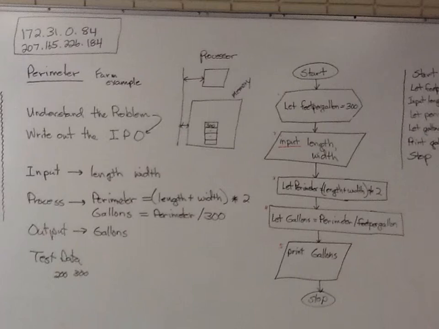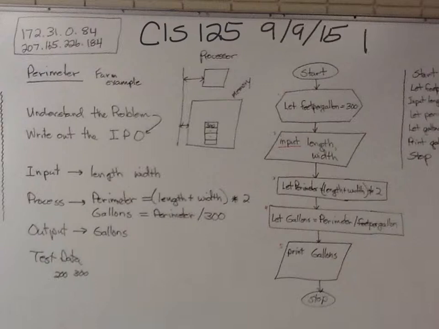Okay, this is assignment 1. This is the work that we did in class on Wednesday, CIS-125, 9/9/15, and this would be day 3 of the work. We had done a number of these things already. We had talked about the perimeter problem, assignment 1.